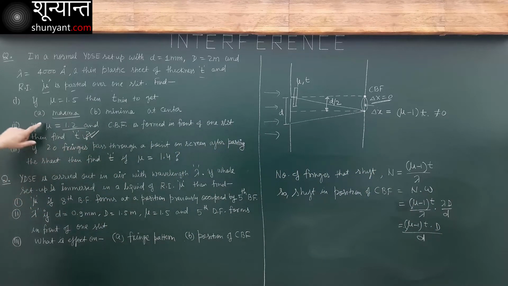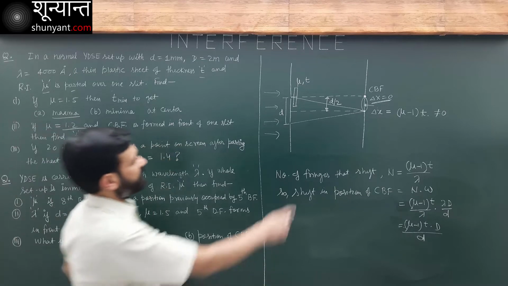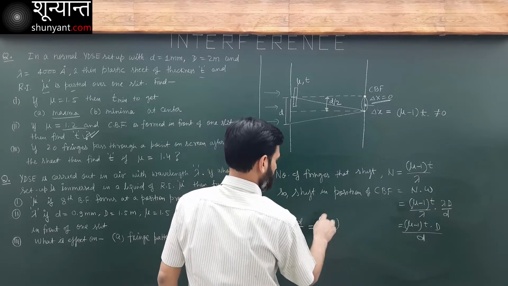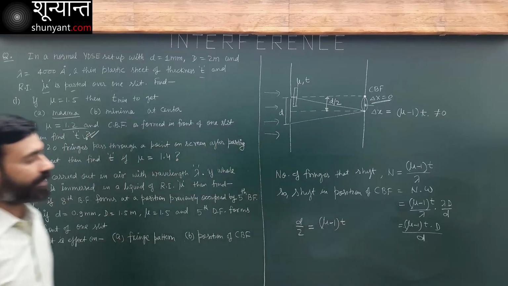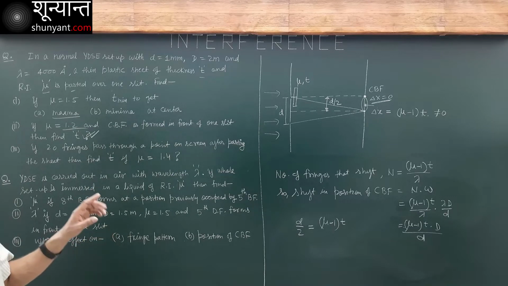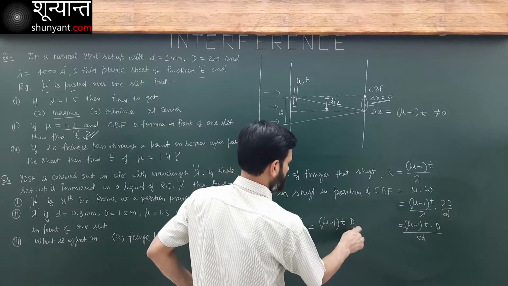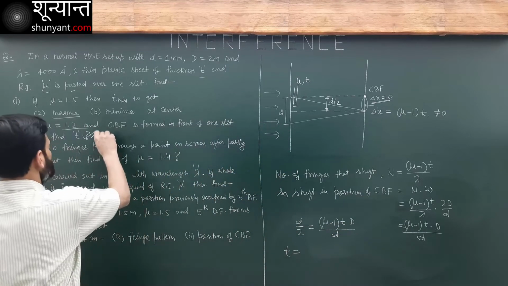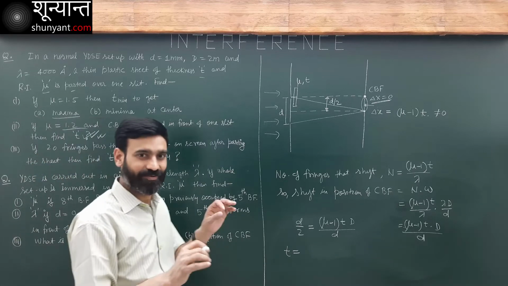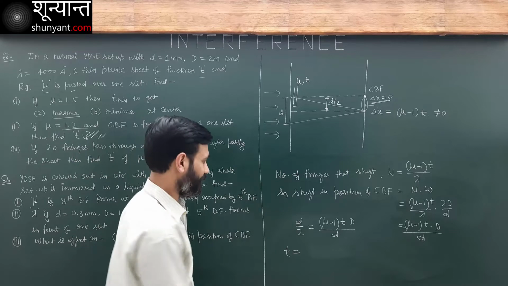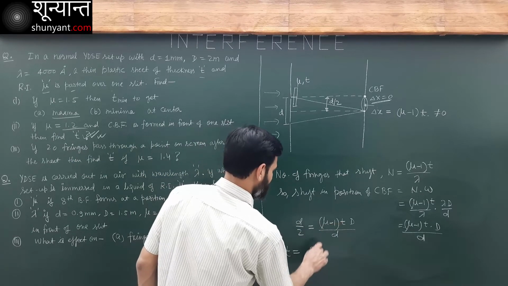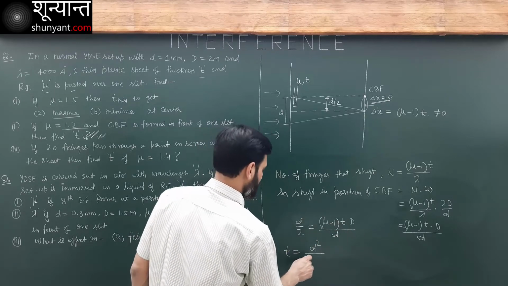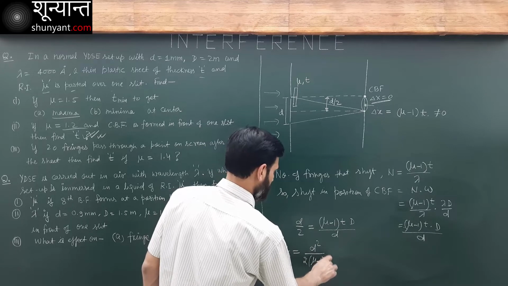And this is given. It is in front of one slit, that means the shift is equal to d by 2. So d over 2 is equal to (mu minus 1) into t, capital D over t. Now I want to find t, so I can find the thickness. Let's see, the answer is going to be interesting. This t is going to be equal to d square over 2 times (mu minus 1) into capital D.